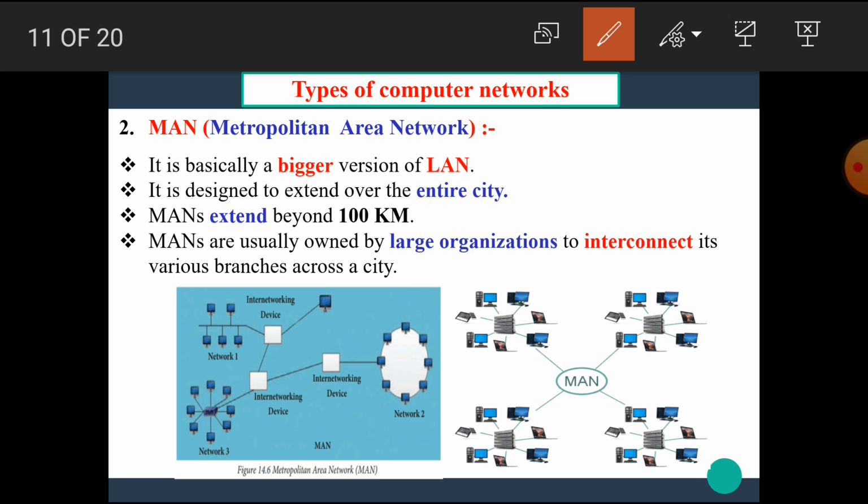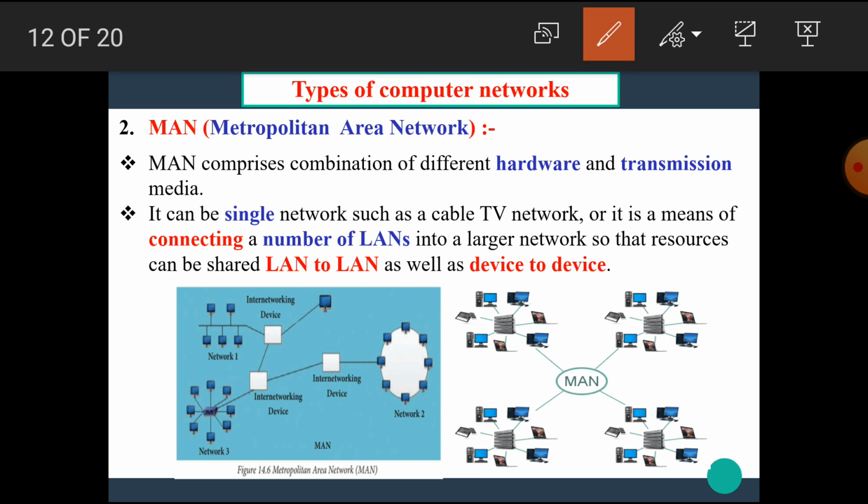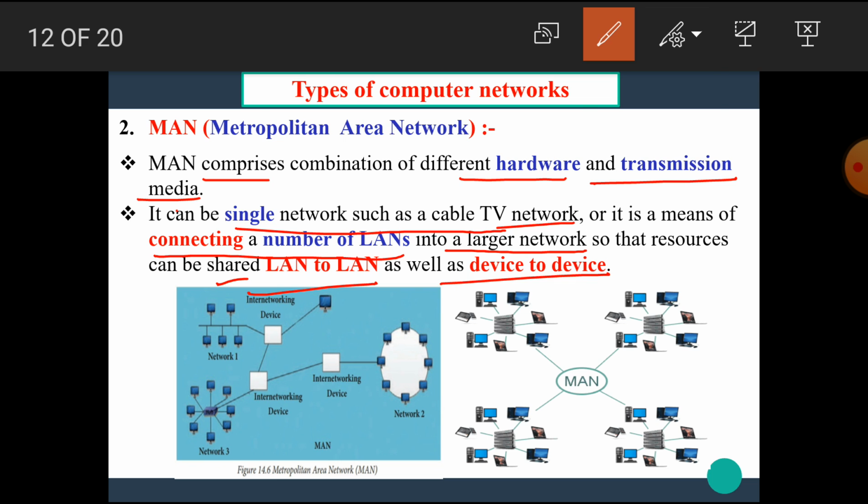In this diagram we can see that various LAN systems are connected with each other and become a MAN. I hope you all understand the difference between LAN and MAN. The metropolitan area network comprises a combination of different hardware and transmission media. It can be a single network such as a cable TV network, or a means of connecting a number of LANs into a larger network so that resources can be shared LAN to LAN as well as device to device.